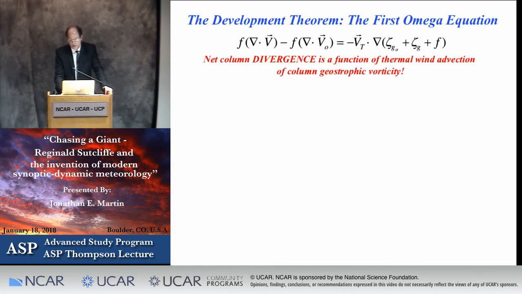And if you continue to rearrange that, you end up with this elegant expression recreated later by Kevin Trenberth in a different form, where the difference in the divergence in a given column is a function of the thermal wind advecting the geostrophic vorticity. And that is the Sutcliffe development theorem. And suddenly you've got an expression that tells you dynamically how you can assess vertical motion, knowing just the vorticity field and the thermal field.